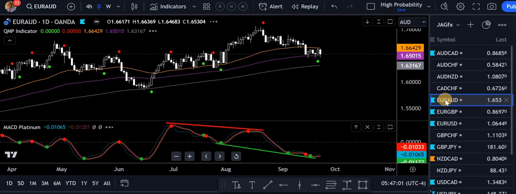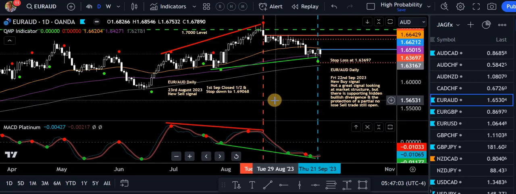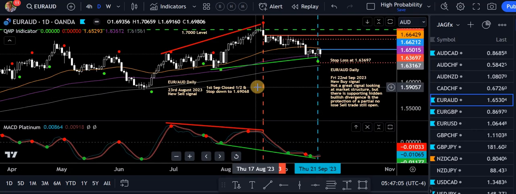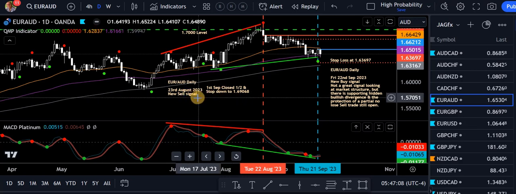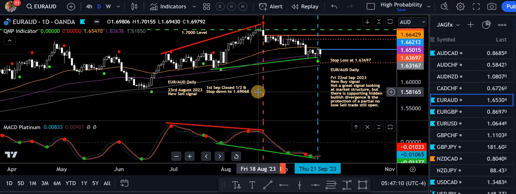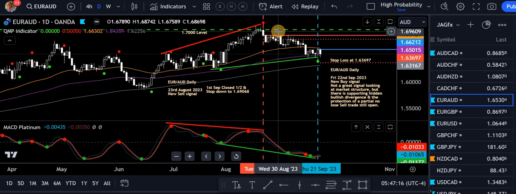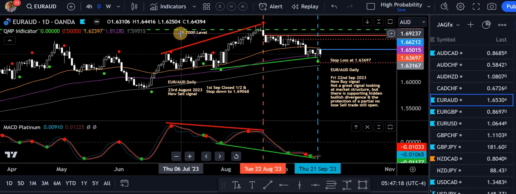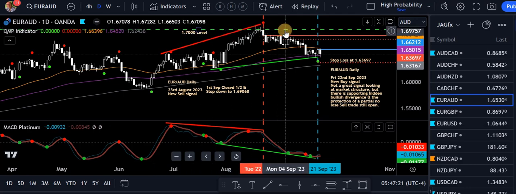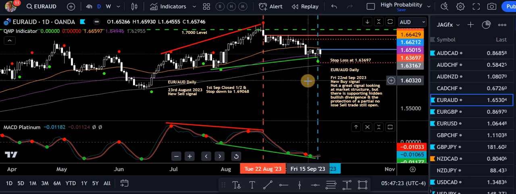Off the list. Right, Euro AUD. In a sell still from the 23rd of August. Already closed half, stops moved down, can't lose on the sell. So we're good, that's good. If you see green lines like this, normally a big round number. In this case, it's the 1700 level. So it's just a big round number, which price tends to sort of bounce around a bit.